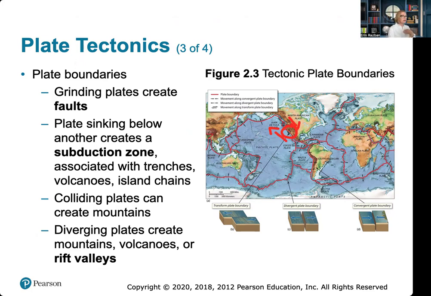Then here in the creation of Japan, we have a converging plate boundary where the Pacific plate is diving below the Eurasian plate, creating the volcanic island chain of Japan. We also have here the Andes Mountains, where we have converging plates, where the Nazca plate again is moving below the South American plate, creating this long Andes mountain chain.